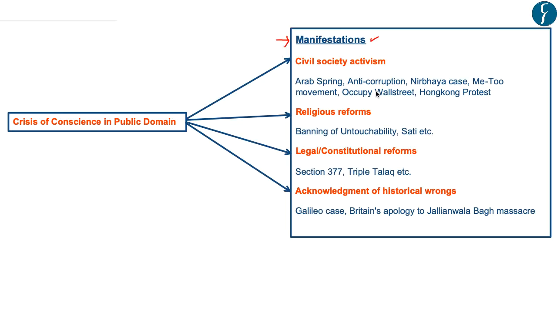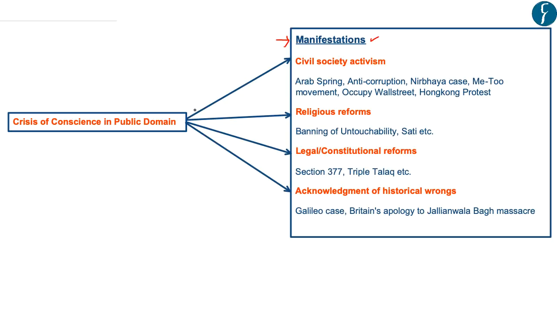Now, having addressed the first part of the question by defining and illustrating the state of crisis of conscience, let us list down the manifestations of crisis of conscience in the public domain. Before we do, it is important to highlight that a society is said to undergo a crisis of collective conscience when there is a tussle between the underlying beliefs in the society and the happenings in the society at the time.